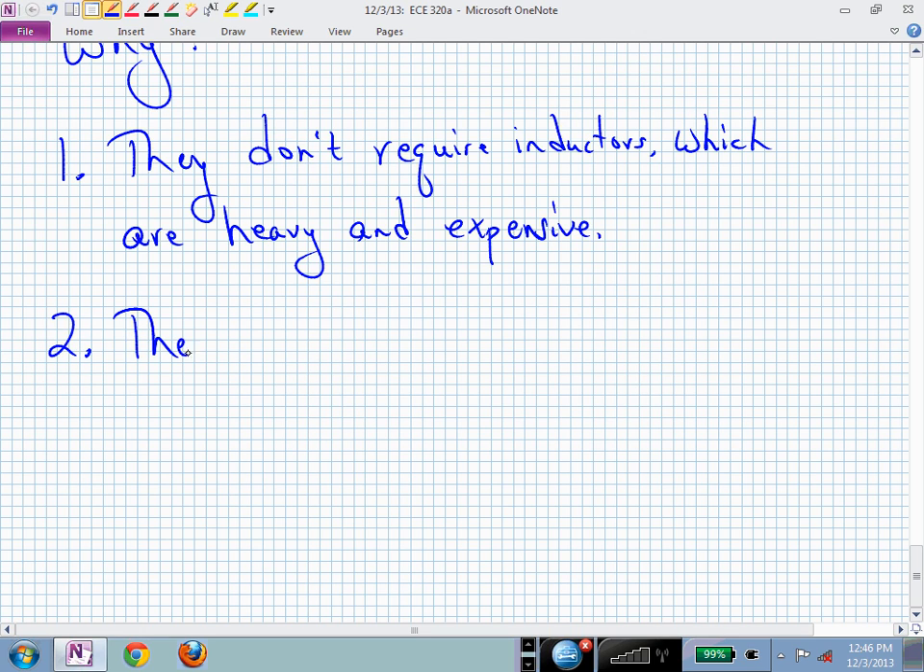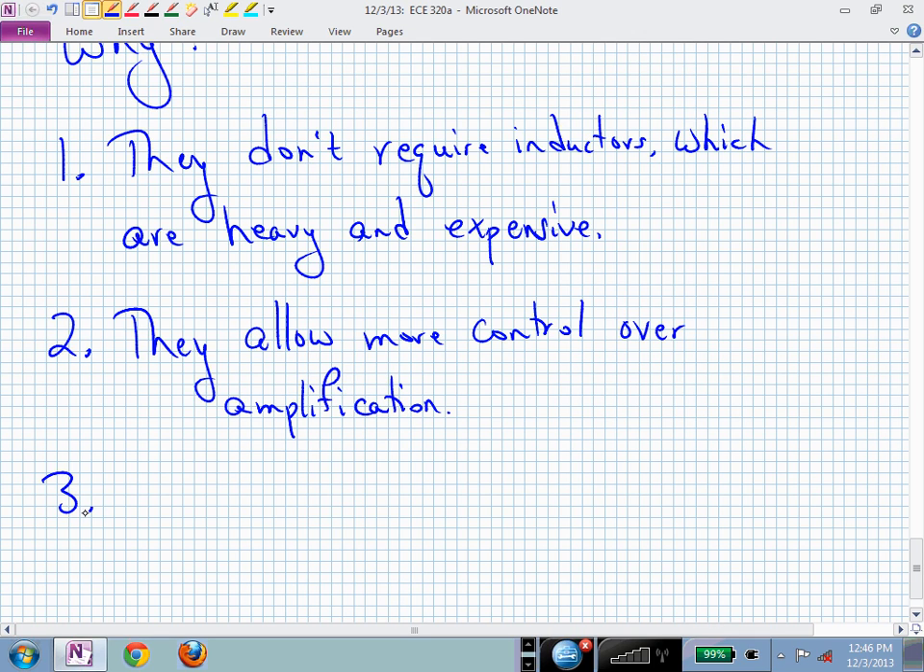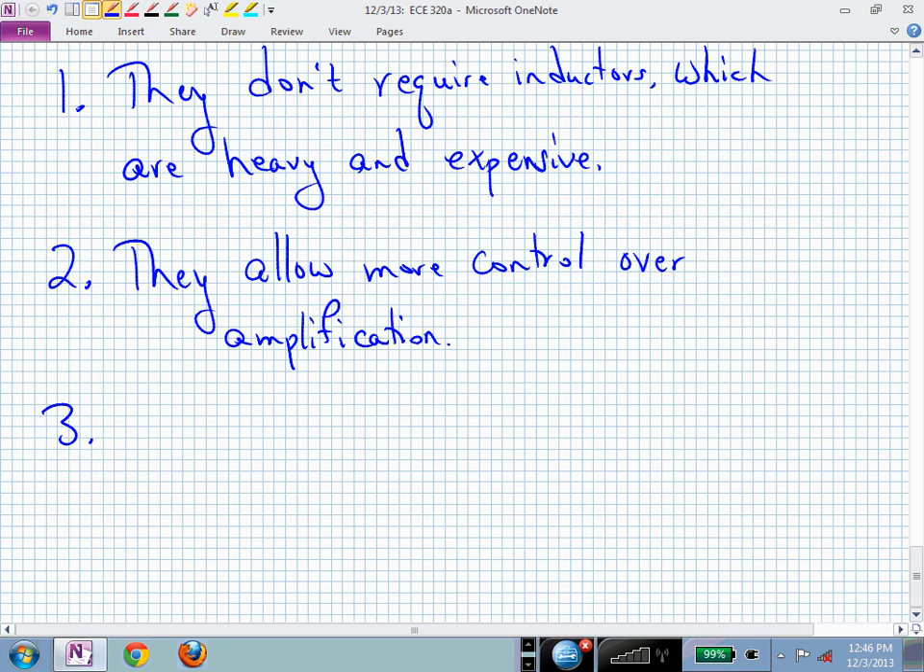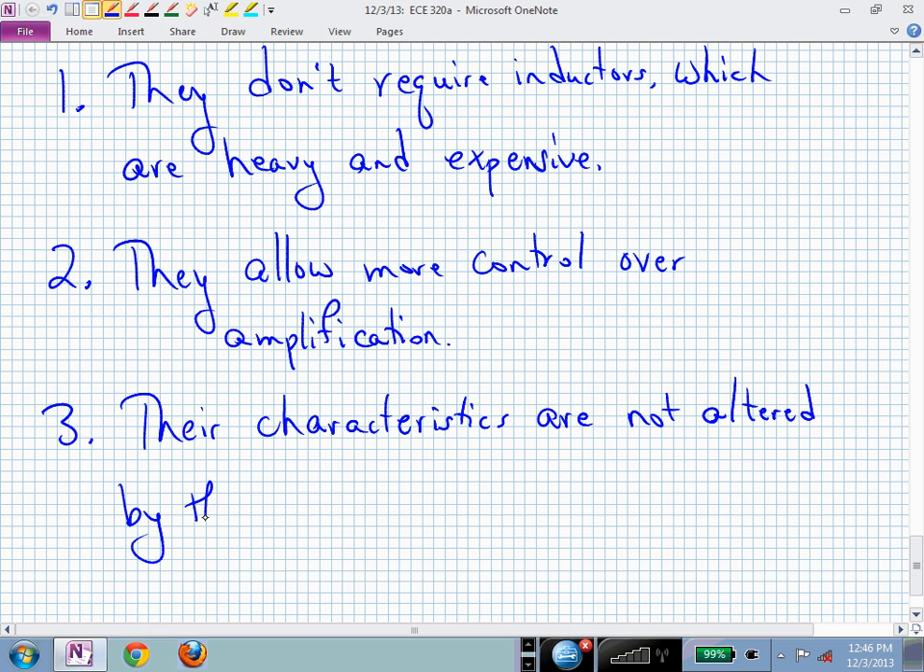You can also amplify your signal. So active filters allow more control over how you can scale the waveform. They allow more control over amplification. And a lot of times they are not as dependent on the load that you're trying to drive or that you're hanging on the end of this chain of filters. Their characteristics, meaning their frequency response behavior, are not altered by the loads at their outputs.